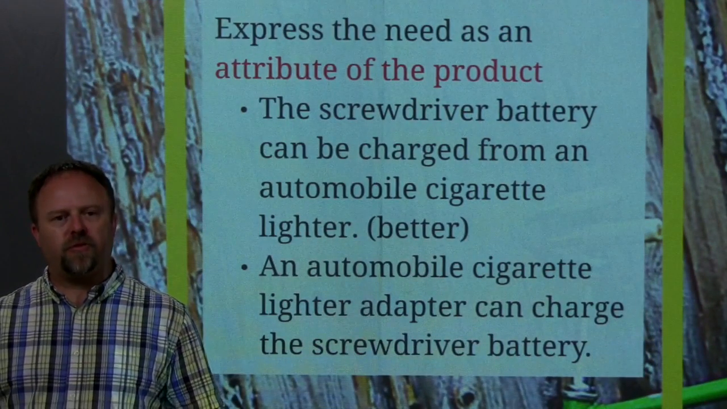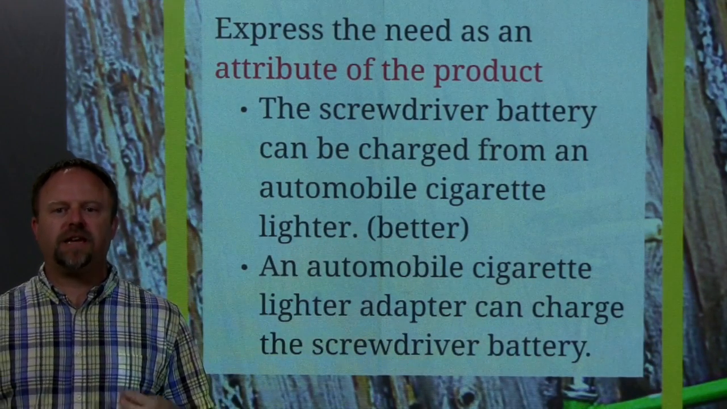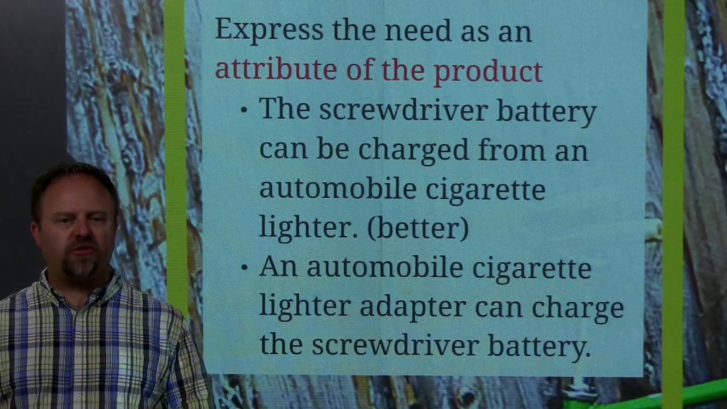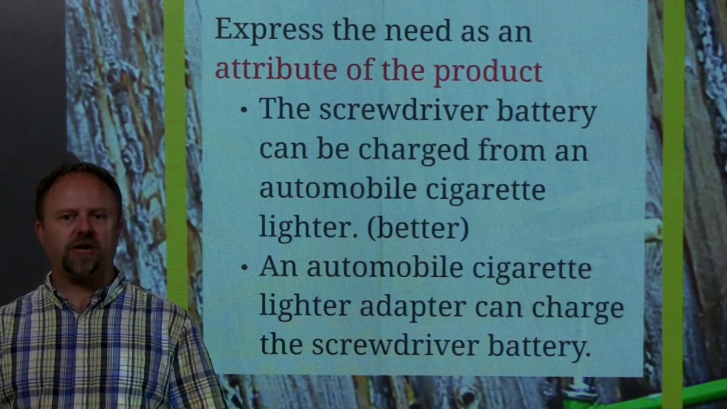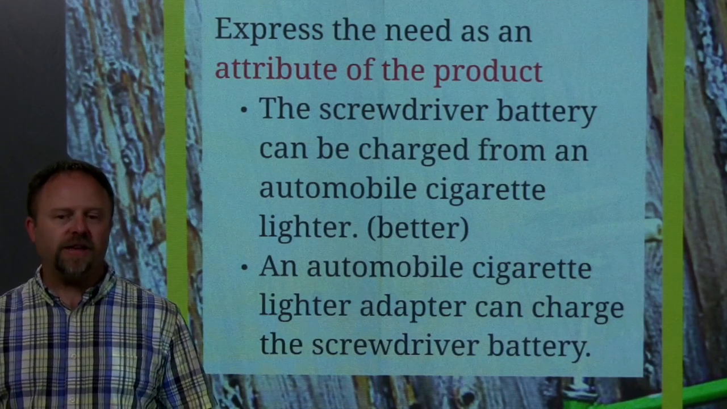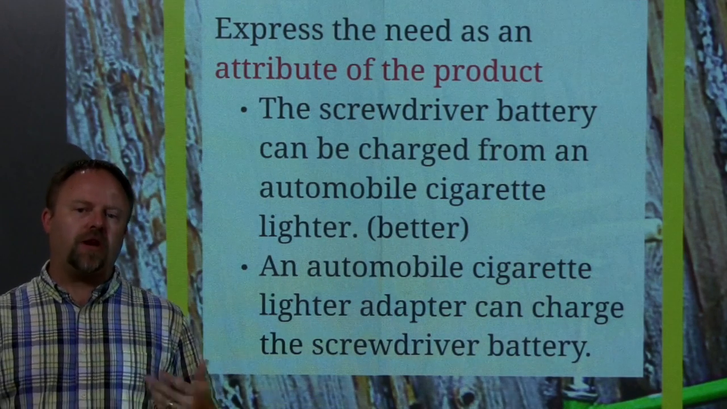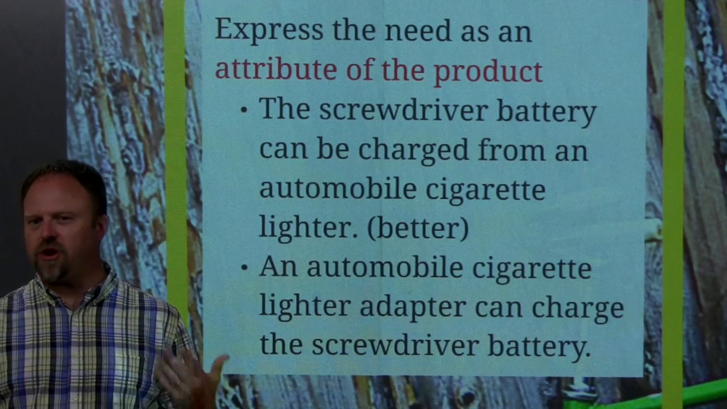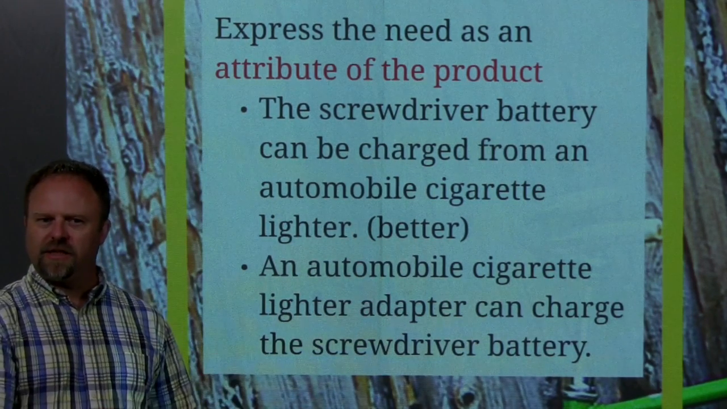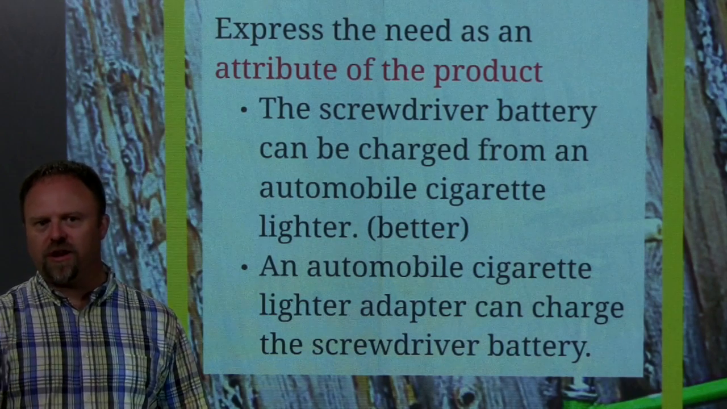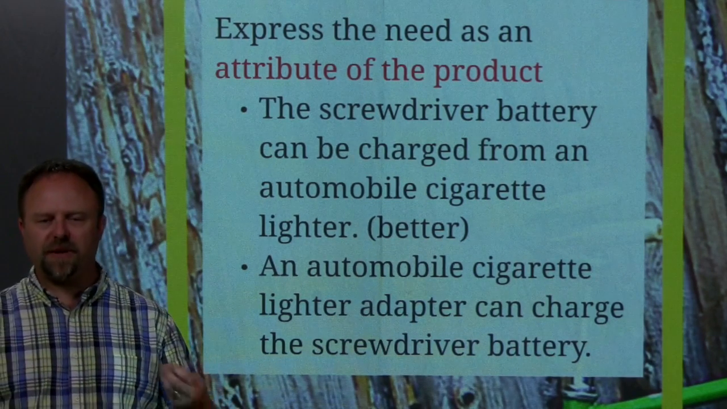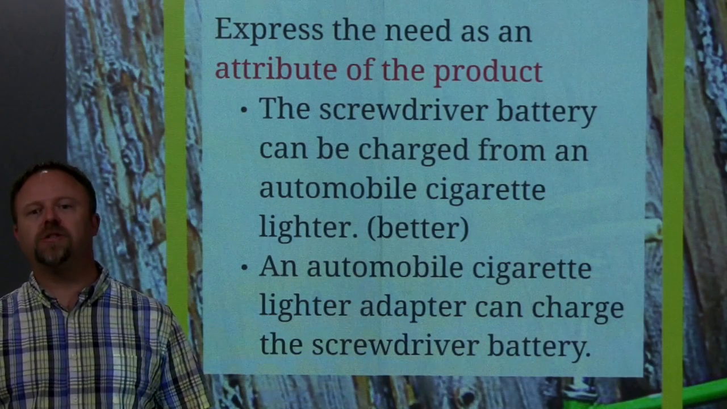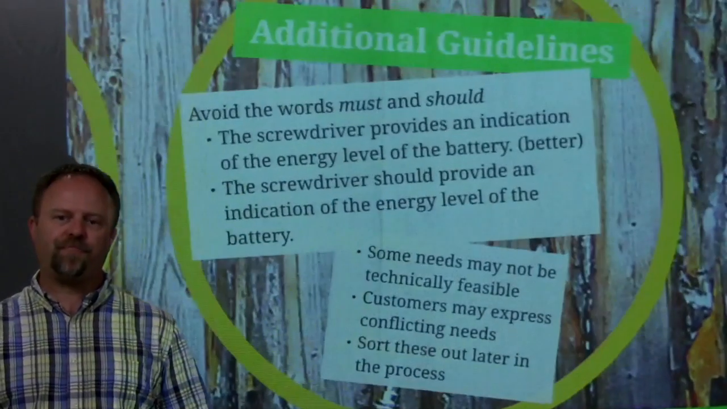Another way we want to write these statements is as an attribute of the product itself. For example, the screwdriver battery can be charged from an automobile cigarette lighter is better than saying an automobile cigarette lighter adapter can charge the screwdriver battery, because then you're talking about what the lighter in the car does rather than what the screwdriver does. So saying something about the actual product itself, the screwdriver has a battery that can be charged, is a better statement there.